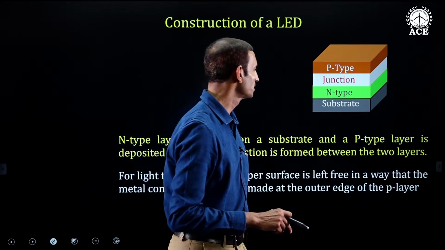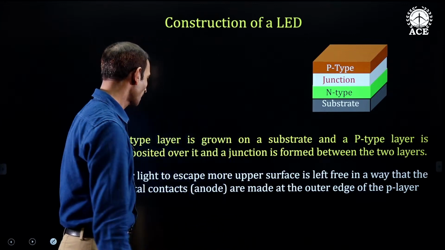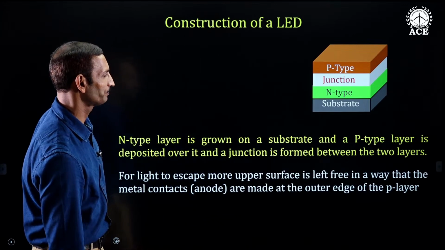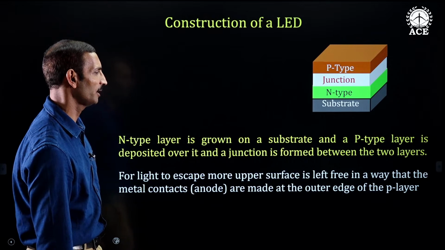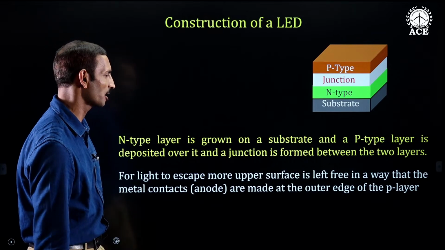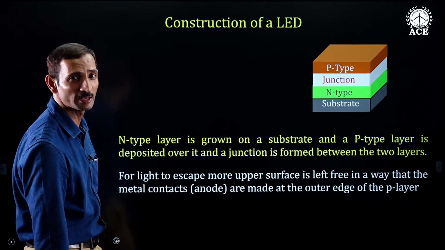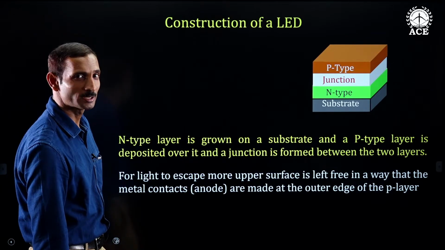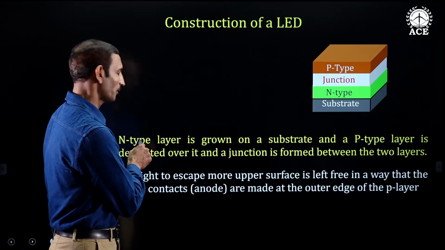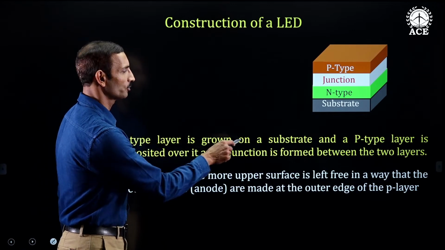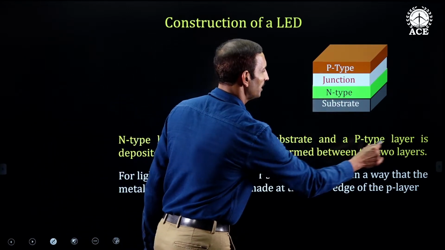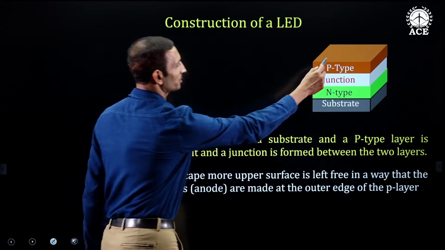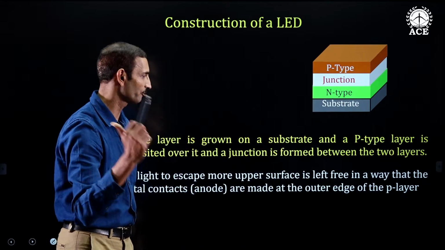Now, for light to escape from the upper surface, it is left free in a way that the metal contacts are made with the outer edge of the P layer. You'll get to know when I actually show that there. The first one you just observe: N-type layer is grown on a substrate. That's what you have seen. P-type layer is deposited over it, and in between there is a junction formation, fine.